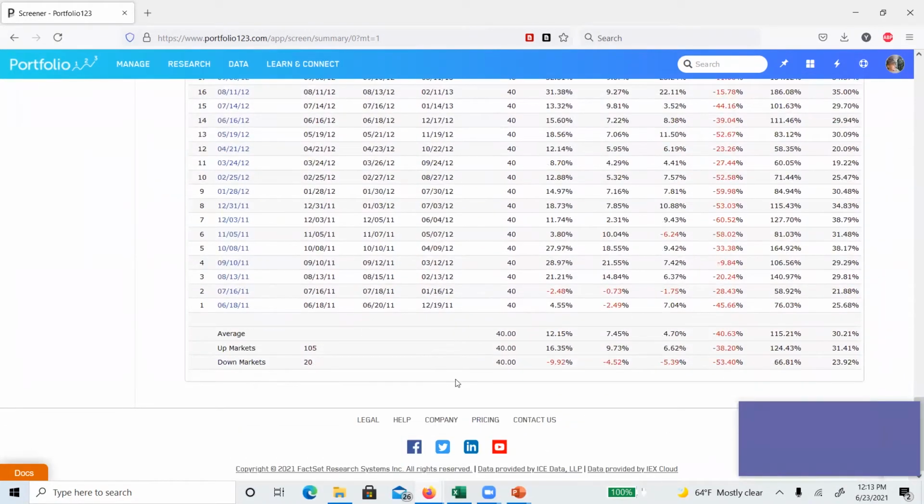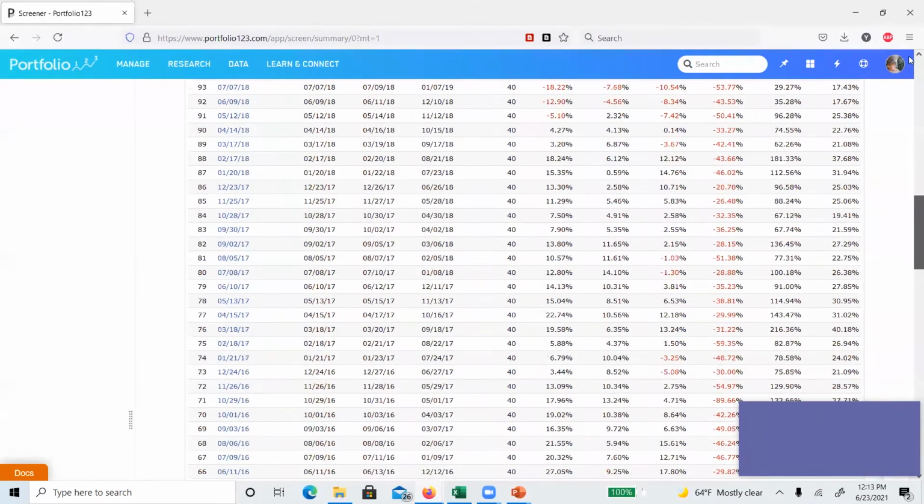If you scroll down to the bottom, there are these nice things where you can see that during most periods, well, the average is 12.15% per 6-month period, which is very high. It's much higher than the benchmark. But during down markets, it really performed poorly. So this could be improved. Let me just go back to the regular backtest.